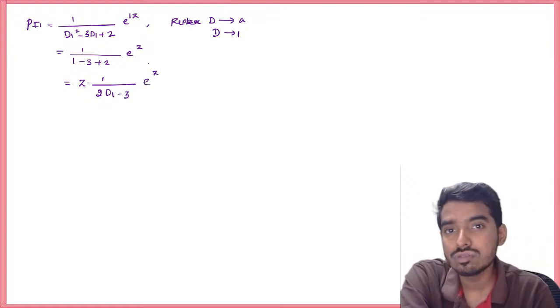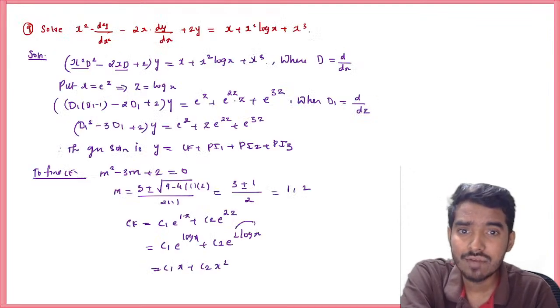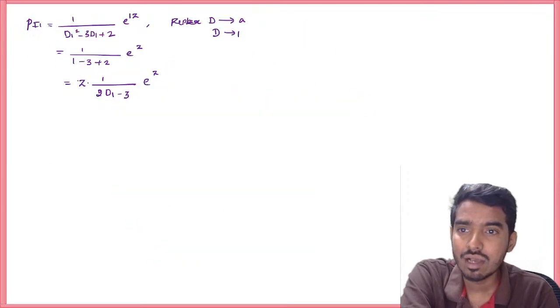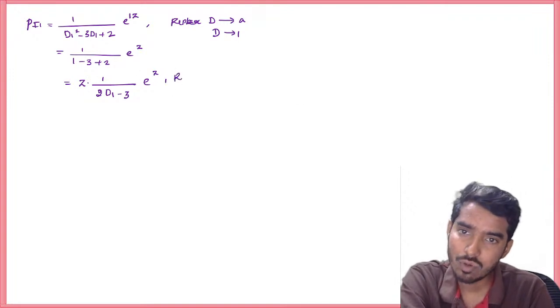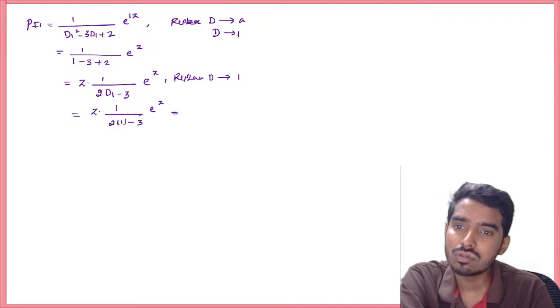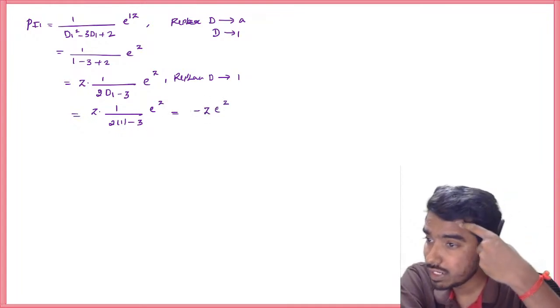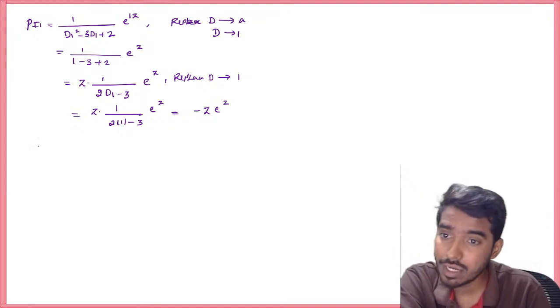See, in the previous videos, we multiplied by x and then differentiated the denominator. But here everything is in terms of z, so the independent variable is z. Therefore, z into 1 by 2D1 minus 3 on e power z. Now again replace D by a. So a is 1 here. If we put 1 here, we will have z into 1 by 2 into 1 minus 3 on e power z. So this is minus 1. So minus z e power z is our PA1.